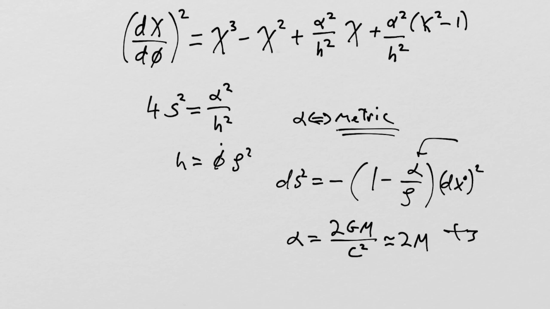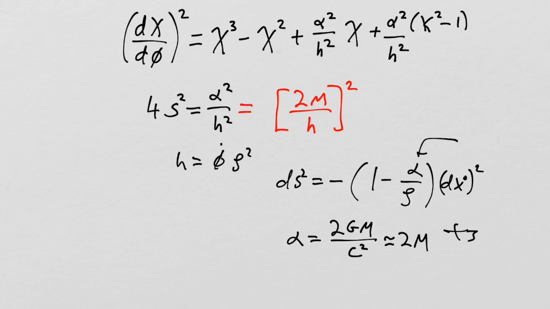So how would this work? If we had made that substitution, then this coefficient here is alpha squared over h squared, right? If we just make that substitution, we would have, let me do some erasing here, this would become 2M over h, 2M over h quantity squared, which is 4M squared over h squared. So s actually equals M over h, right?